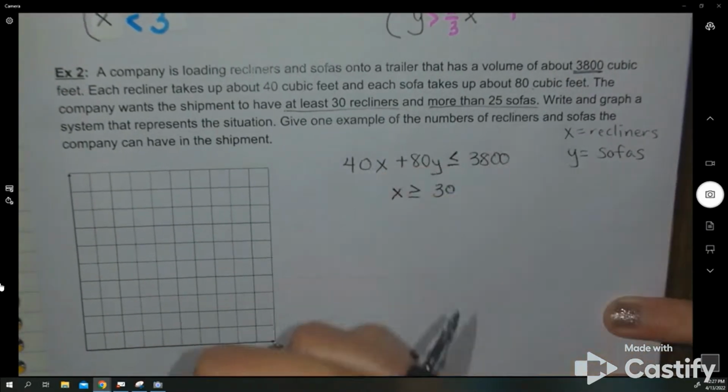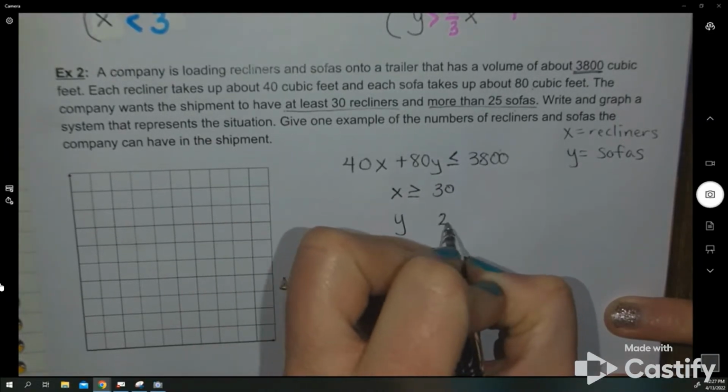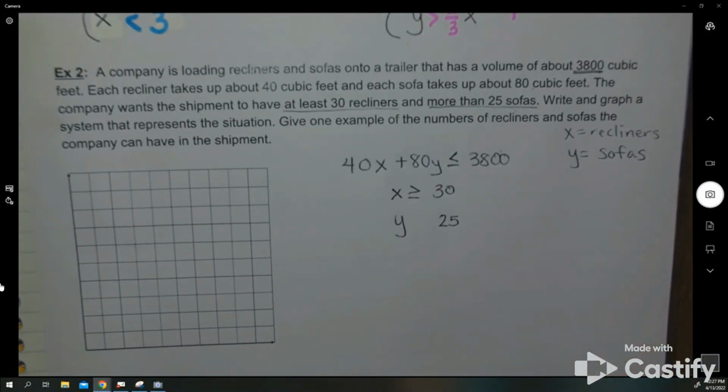It also says we have to have more than 25 sofas. So y are the sofas. We know 25 is our measurement, and it says more than. I can't have 25. It has to exceed 25 for it to be true. So I have to have y greater than 25 sofas for that requirement.